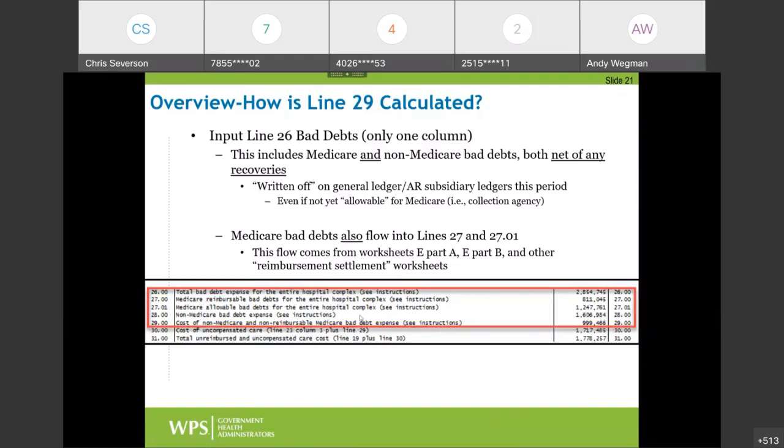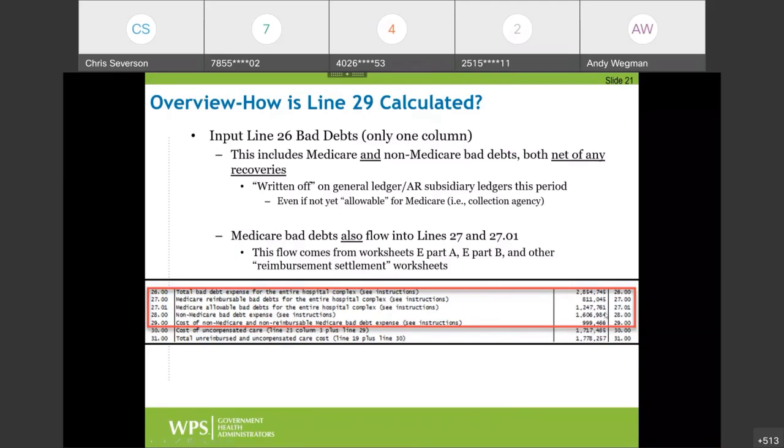The reason we need to know the non-Medicare bad debt expense number is that this is multiplied by the cost to charge ratio, similar to the charity care. And in this case, it's behind the scenes. There's not even a line for it. But this number is multiplied by the cost to charge ratio, and it's added to the 35% of the amount that was not reimbursed by Medicare. It's that cost of the non-Medicare added to the 35% of Medicare to get this line 29.